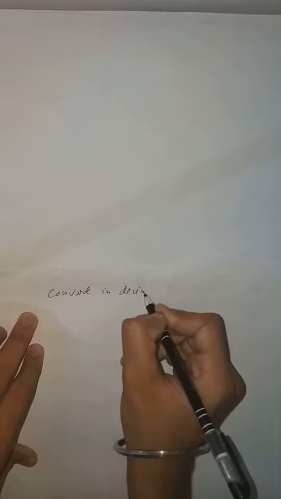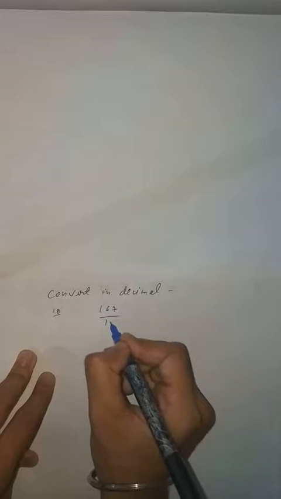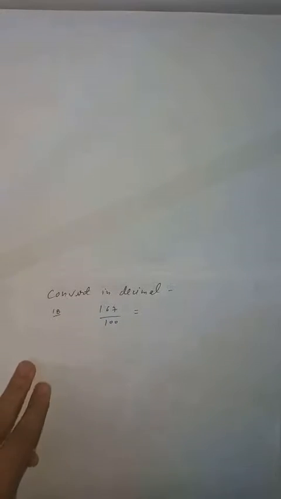Now student, our next question is convert in decimal. Clear student? So what is given? Question is given, question number like 18. Take out question number 18. What is given? 167 upon 100. So this is very easy question. You know that how to convert.